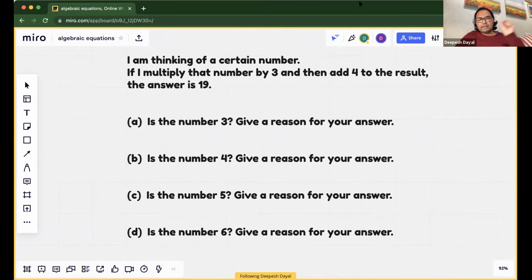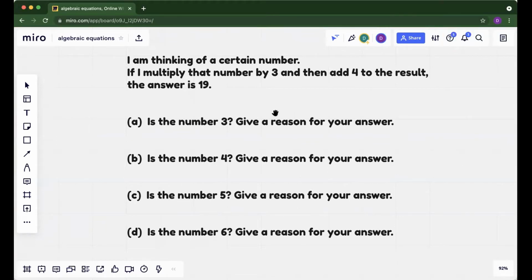Is the number 3? So I'm thinking of a certain number. I multiply the number by 3, then add 4, and the answer is 19. Is the number 3? Yes or no? The answer is, for A, is the answer yes or no? It's no.